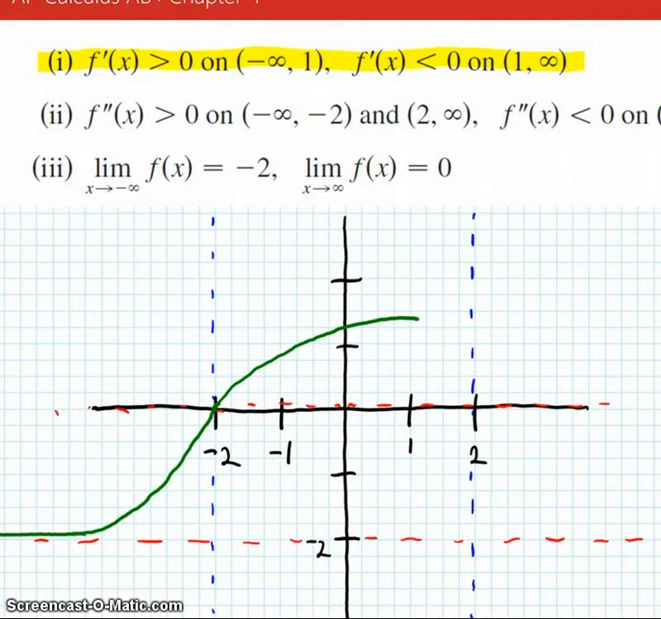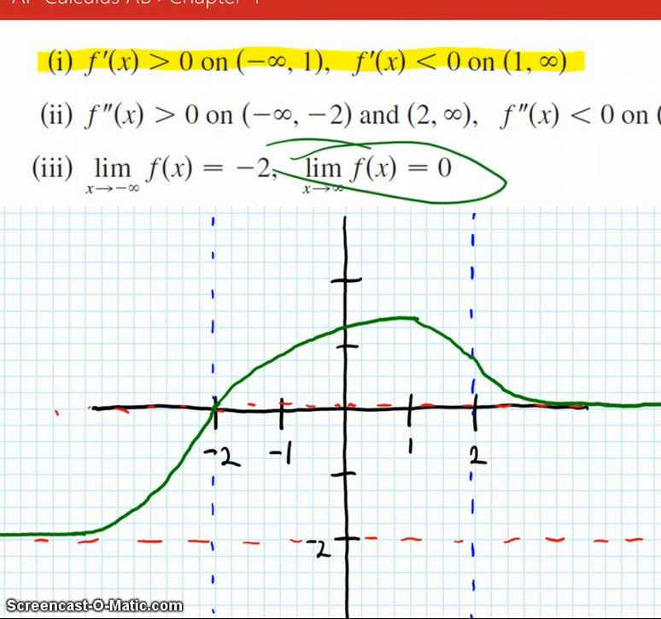And then when I hit 1, now the function's supposed to be decreasing, but I'm still concave down. And then I have a point of inflection at 2 where I'm concave up. So I'm going to be like that and approach my other asymptote, which was approaching 0 as x goes to infinity.